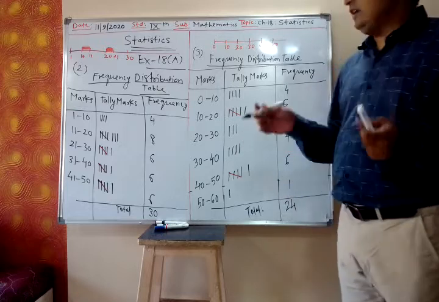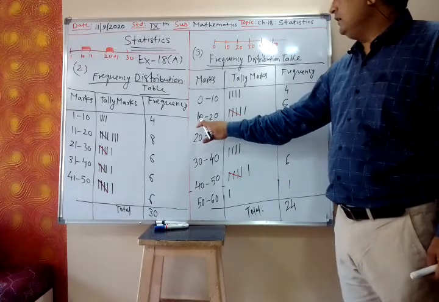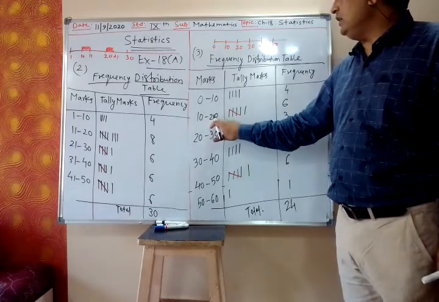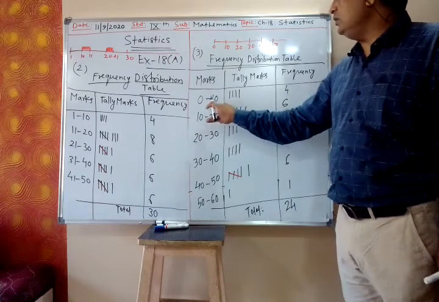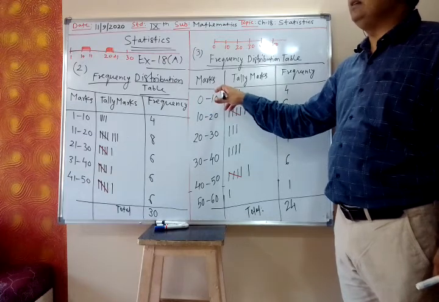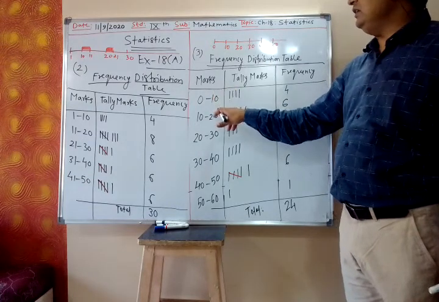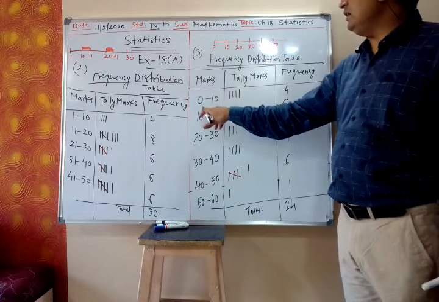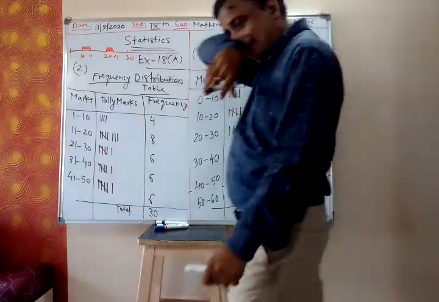So whenever numbers, for example 10, you will write in this 10 to 20. 10 you will not write in 0 to 10. We don't select that interval where 10 is in the upper limit. We write down that number in that interval where that number is in the lower limit. Is it clear?